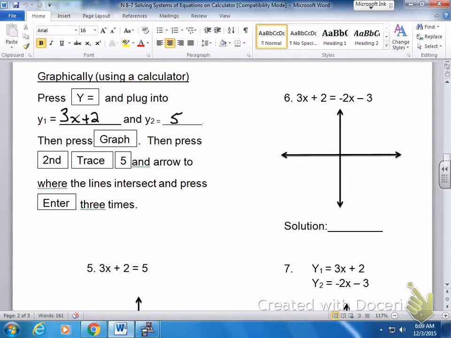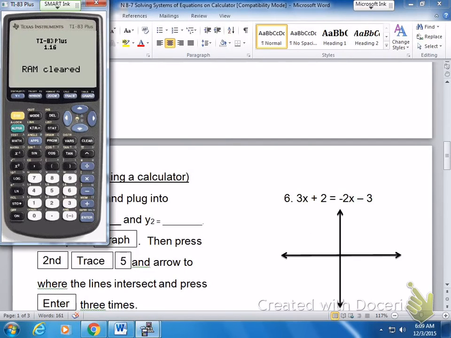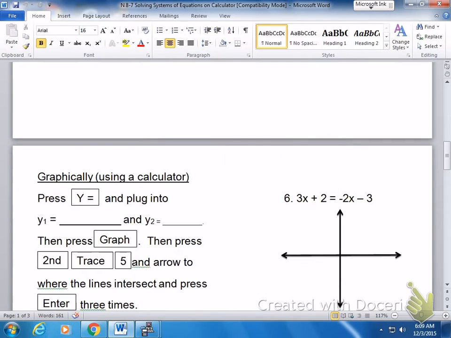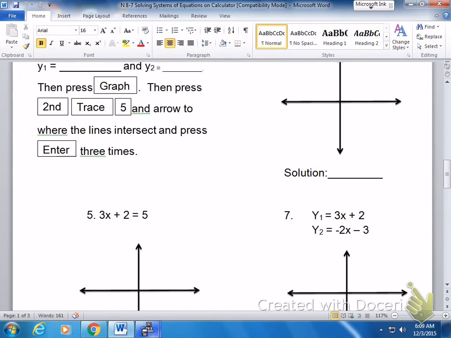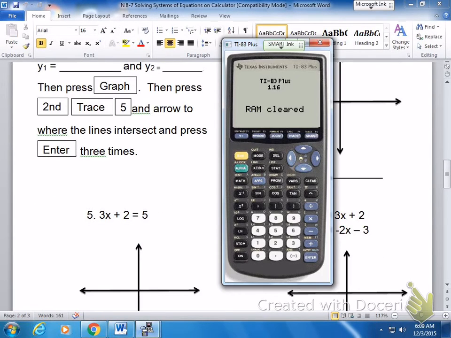So what I need you to do, let's get out our calculators. I'm going to have to get out of this little screen real quick. Once I get out my calculator, I need to just follow the directions that it says on the page. First it says press the y equals button. Then we're going to enter our y1, which was 3x plus 2, into y1. And then we're going to go down to y2, and our second one was 5, just what was on each side of the equal sign.